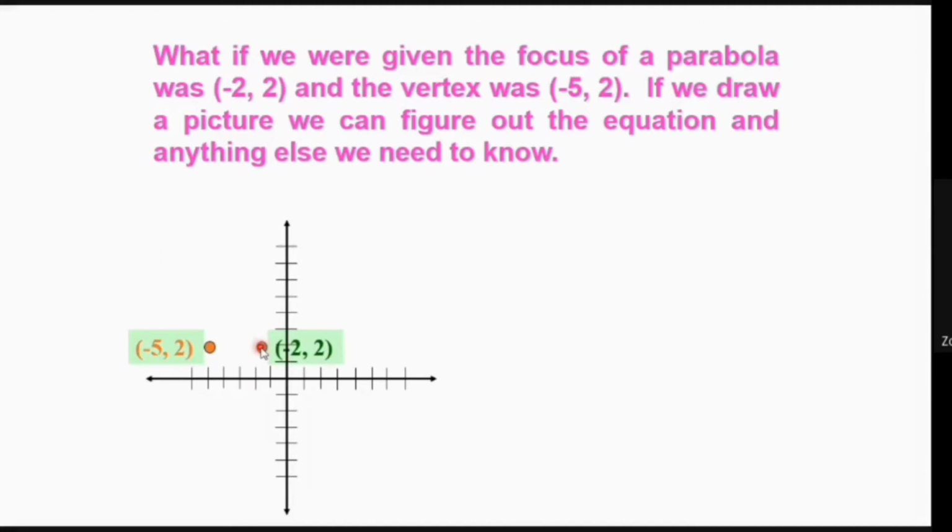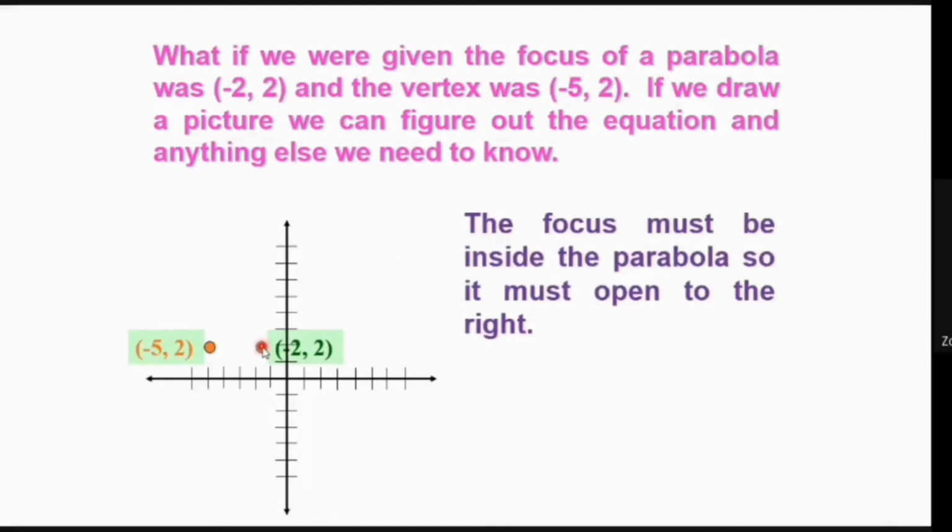And the vertex is at negative 5, 2. So, we will count 1, 2, 3, 4, 5. At ito po yung 1, 2. So, negative 5, 2. Ito yung vertex, ito yung focus. Yung focus ay nasa kanan ni vertex. So, alam natin na yung parabola will open to the right, kasi yung focus ay laging nasa loob ng parabola. Ayan, the focus must be inside the parabola, so it must open to the right. Pag ganun po siya.